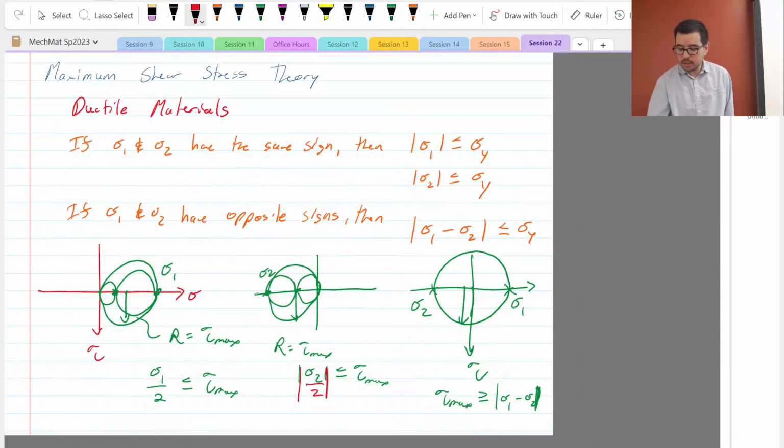So essentially wherever you see tau max, or wherever you see sigma y, this is the same thing as 2 times tau max.